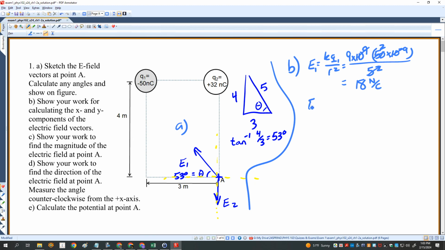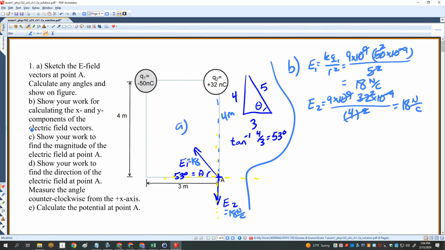And then E2 is very similar. Q is 32 times 10 to the minus 9, divided by the distance, which is 4 meters. That's this distance, which is 4 meters, squared. Those cancel. That 16 goes into 32 twice, and I also get the same answer, 18 newtons per coulomb. So this is 18. This is also 18 newtons per coulomb.